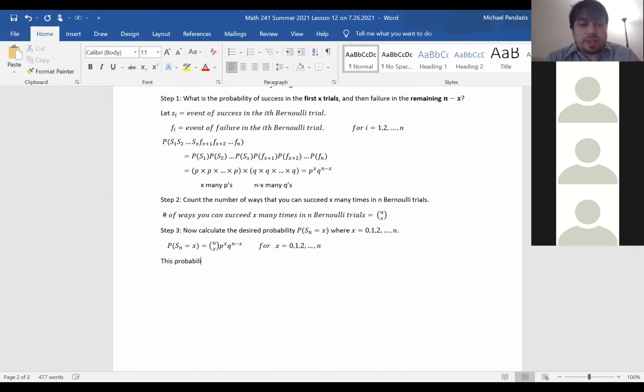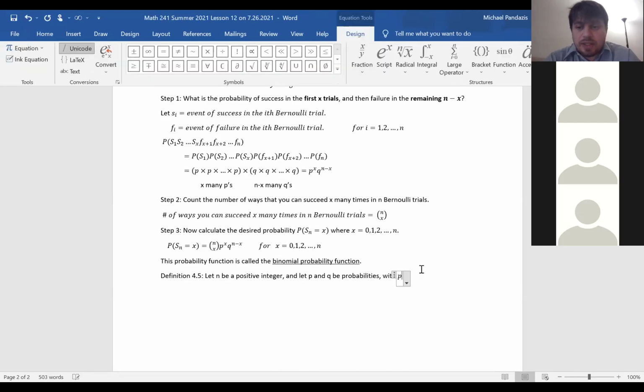This probability function is called the binomial probability function. So now we have the binomial probability function. This is definition 4.5. Let little n be a positive integer. I'm just going to reiterate this now. Let little n be a positive integer, and let p and q be probabilities with p plus q equaling 1.